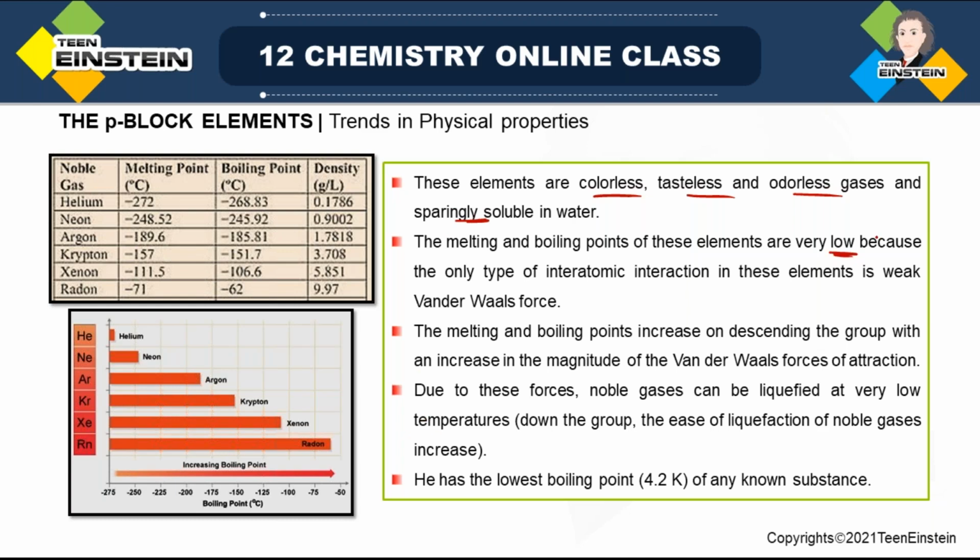So mostly what we say, they are noble gases. That means under normal condition, they are gas. So obviously their melting point and boiling point will be very low. And the actual reason why it is so, because the only type of interatomic interaction that is possible in these elements is weak van der Waals force, because they remain as monoatomic gases.